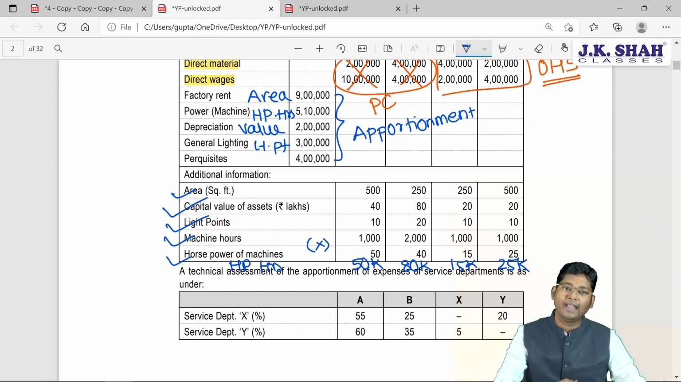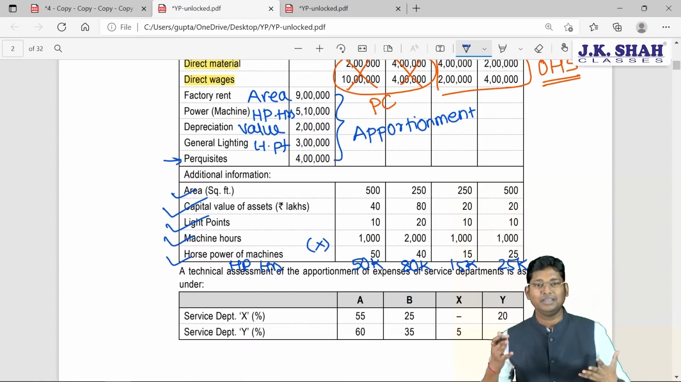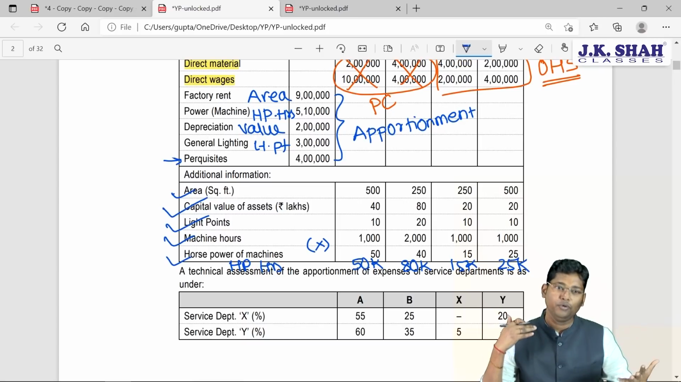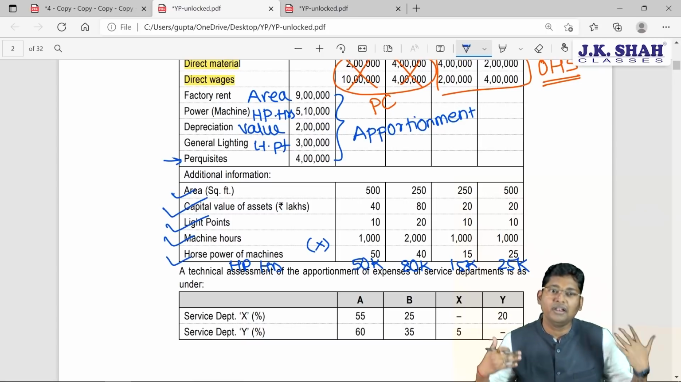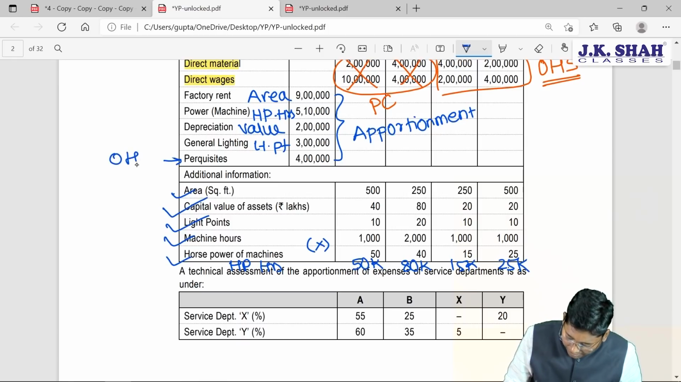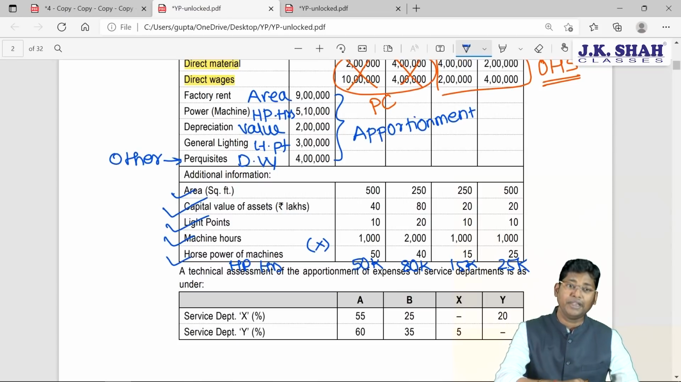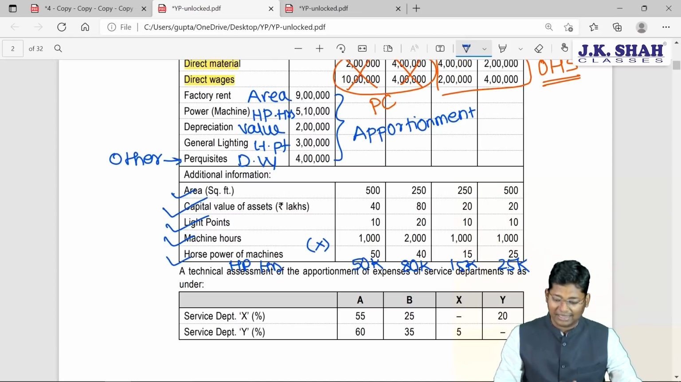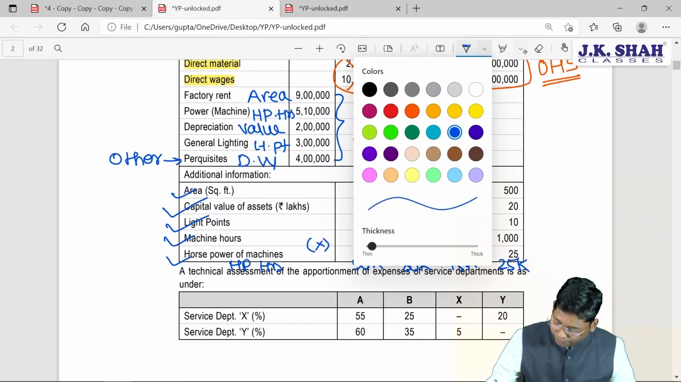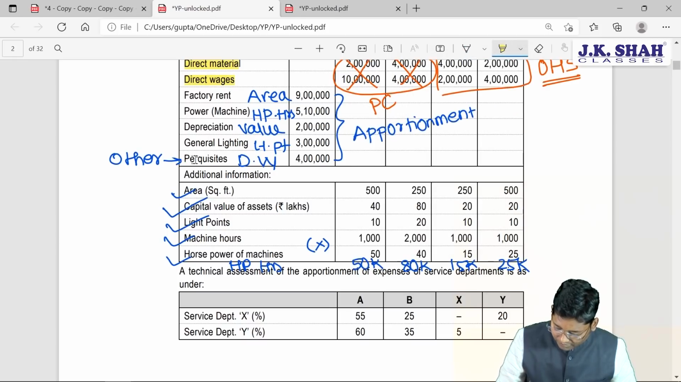Now that is the new and important point which we never considered in any question in our textbook. When perquisites and other overheads are given, this is not related to machine, not related to assets, not related to area, not related to light points, not related to horsepower. When any other overhead is given in the question, it is to be divided on the basis of direct wages. When nothing is mentioned, this is a very important point, it should be divided on the basis of direct wages, and direct wages cost is given. This is a very important point of this question. First time it is given.